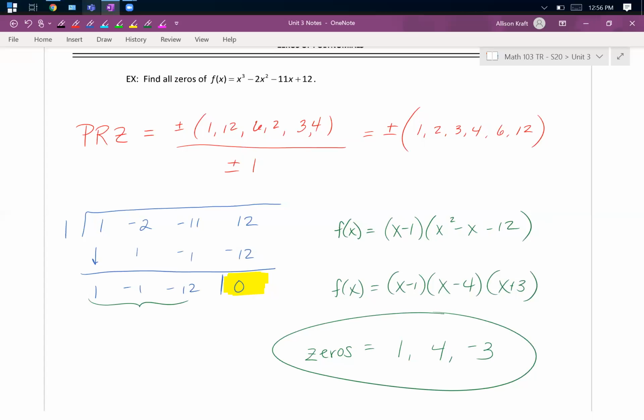Wait, I'm confused on how you knew 4 and 3 were. I was looking for 2 numbers that multiplied together to be a negative 12 and added together to be a negative 1. Okay. Anybody else?